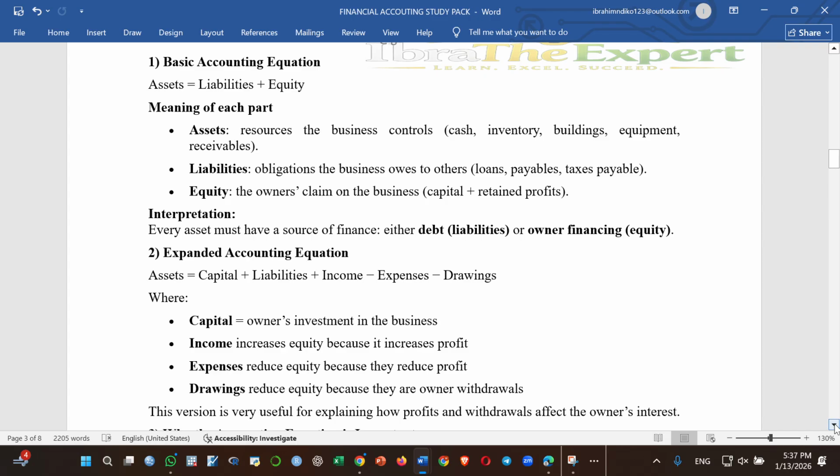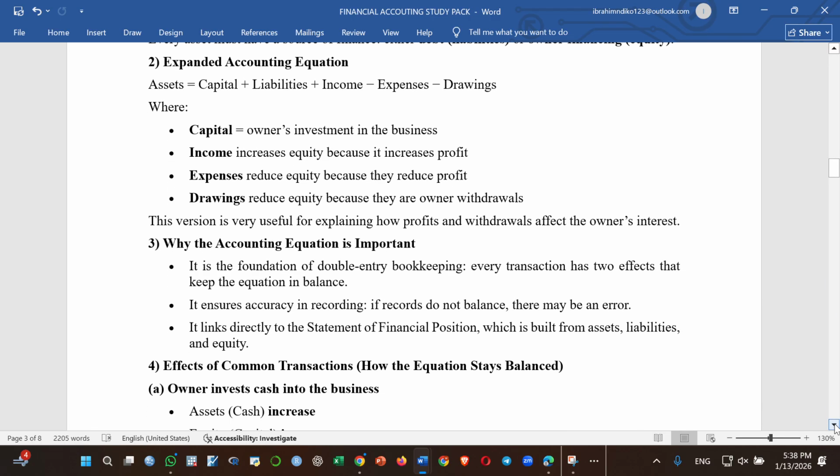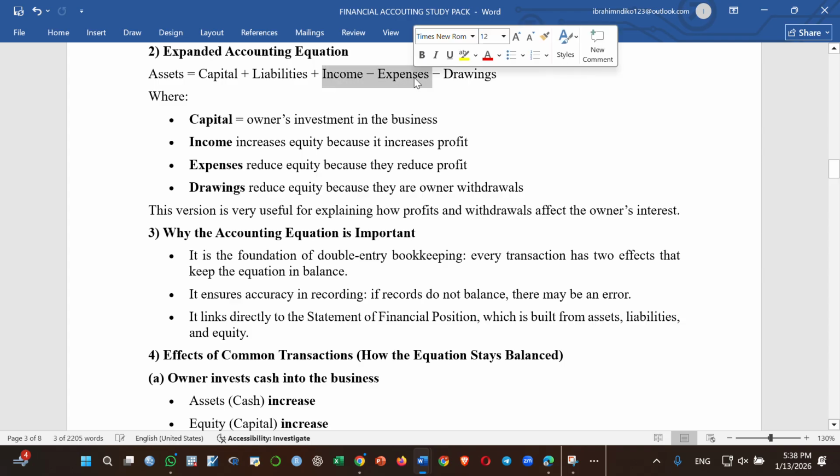Then you have equity. We say that is the amount of money remaining for the owners of the business after paying all the liabilities. Now let's see the expanded accounting equation. The expanded one says asset is equal to capital plus liability plus income minus expense minus drawing. Now this one means retained earnings.